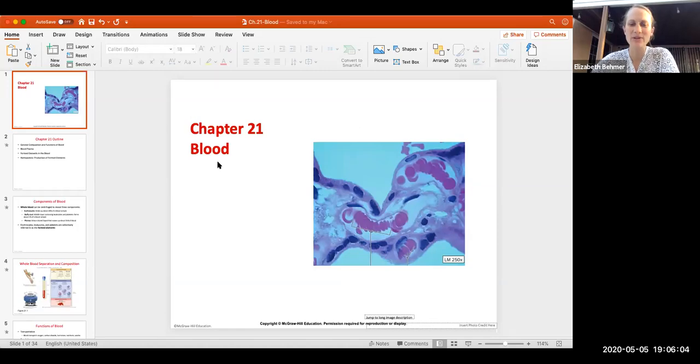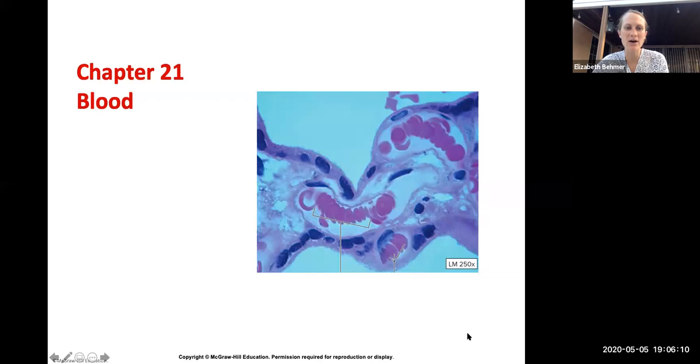Okay, so here we are with chapter 21. This is the beginning of our final unit. So from these chapters here on out, this is what your final exam will be on. It will not be cumulative. It'll just be the chapters in this unit. And I think I posted the study guide for this unit already.